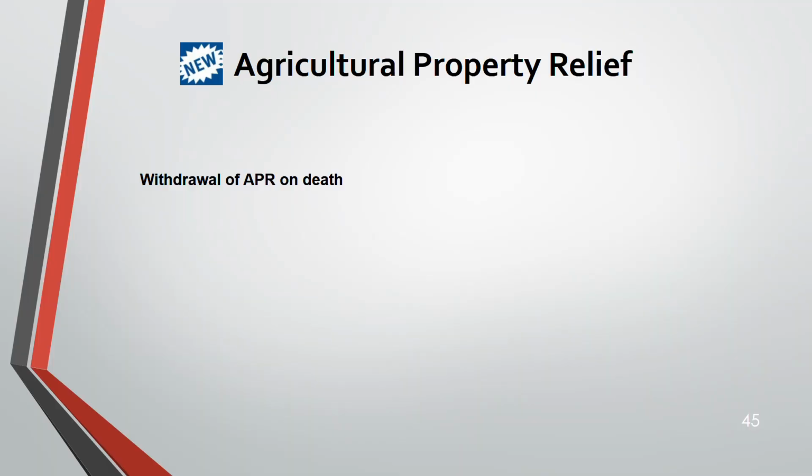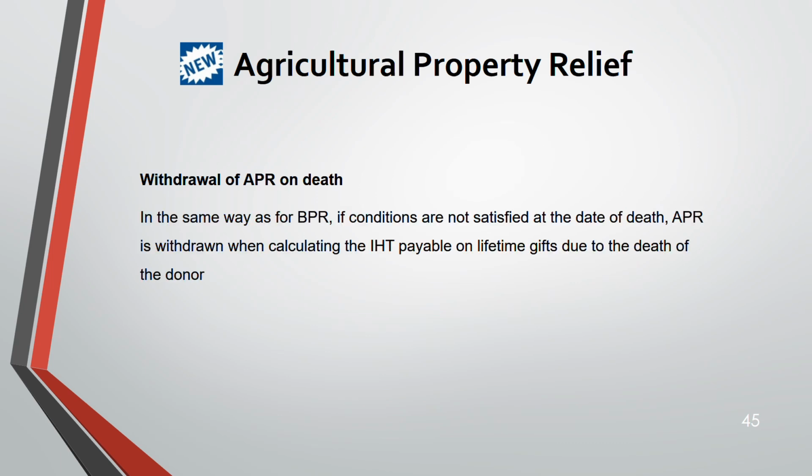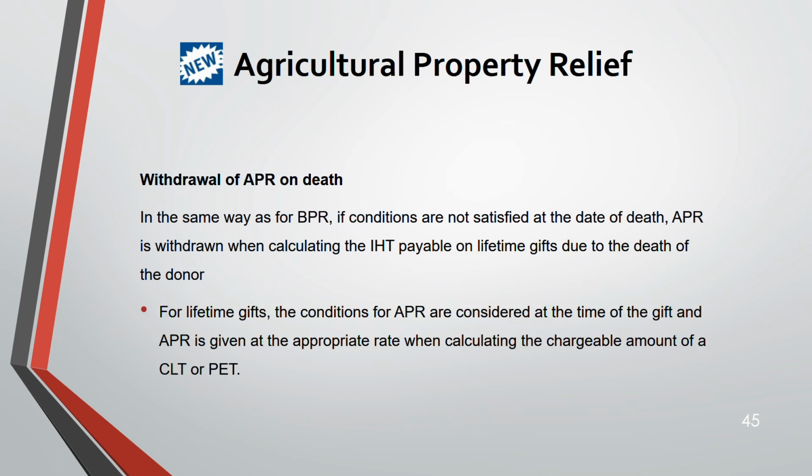Next, we have withdrawal of APR on death. In the same way as BPR, if conditions are not satisfied at the date of death, APR will be withdrawn, when you are calculating IHT payable on lifetime gifts due to the death of the donor. For lifetime gifts, conditions for APR are considered at the time of gift, and APR is given at the appropriate rate when you are calculating the chargeable amount of a CLT or PET.